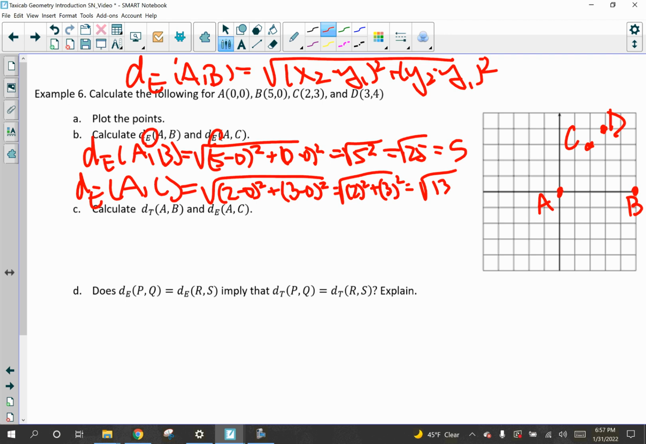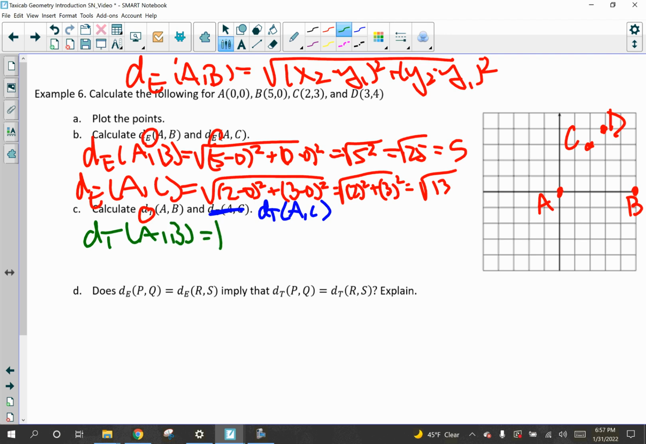Okay. And then C, calculate the taxicab distance between A and B and the Euclidean distance between A and C. I think that's a typo there. This should be the taxicab distance, so let me cross this out. This should say the taxicab distance between A and C. That's what it should say. So let's find the taxicab distance between A and B.